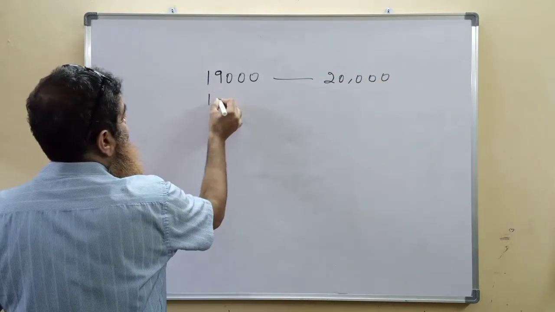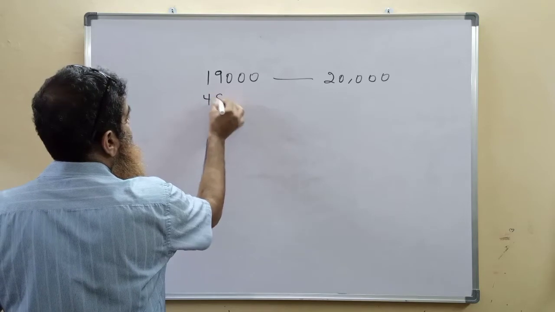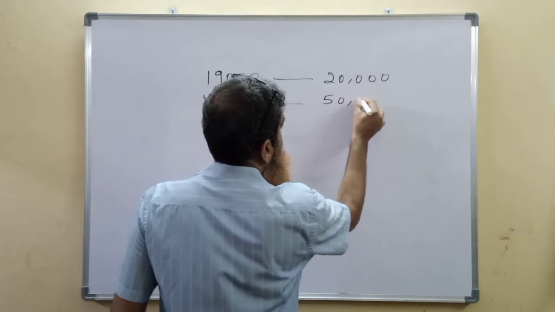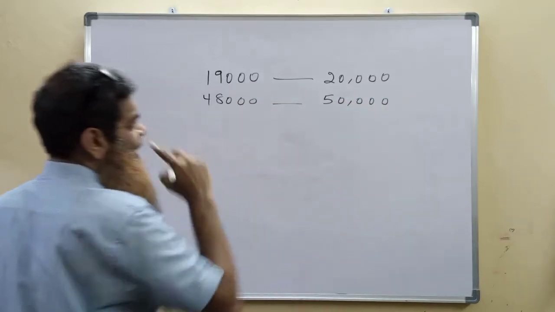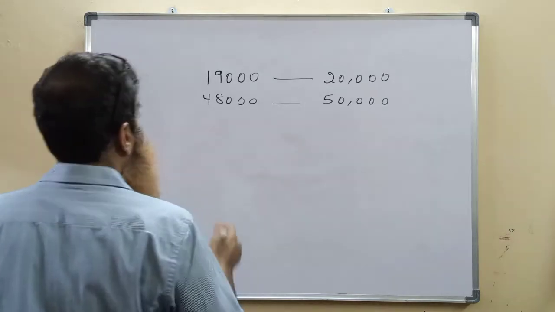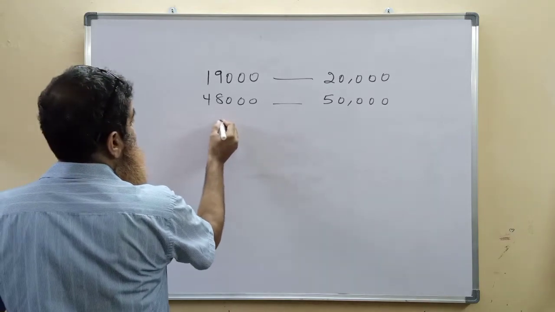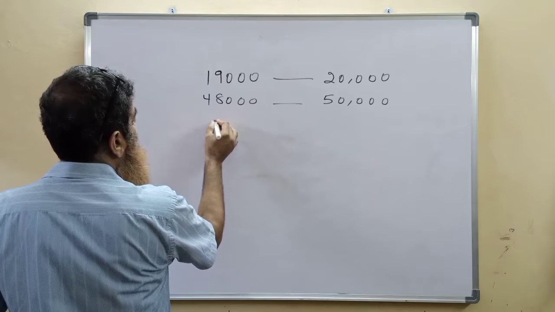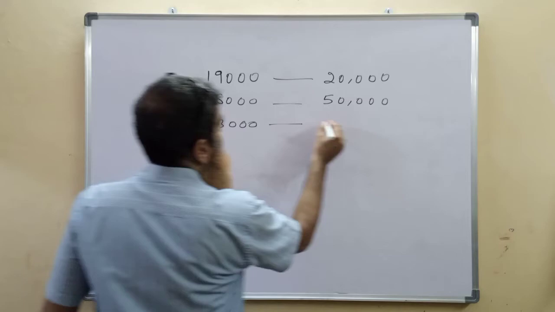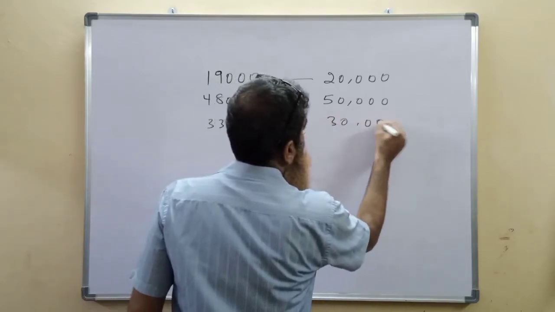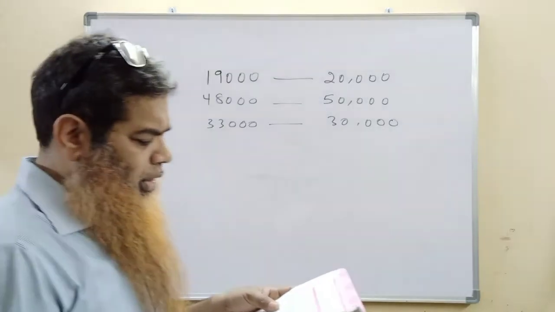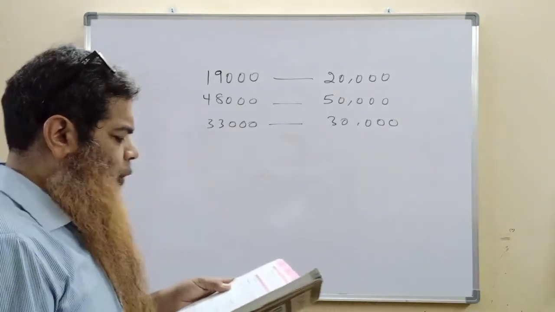Then say 48,000. So the nearest 10,000 for this is 50,000. It can be rounded off to 50,000. 40,000 is far away from this number. Now let it be, say, 33,000. So 3,000 less will be 30,000. So this you discuss with your friends. You think on your own furthermore.